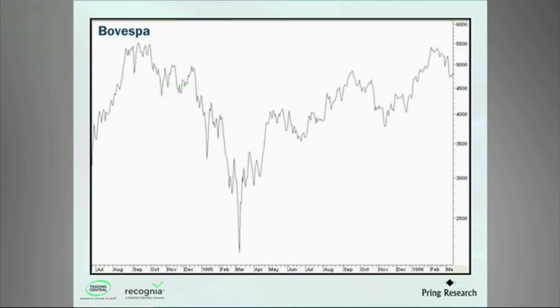Another example, this time featuring the Bovespa, is featured in this chart. It took 3 rallies to obtain the objective, as flagged by the dashed horizontal trend line. Next we see a consolidation inverse head and shoulders.